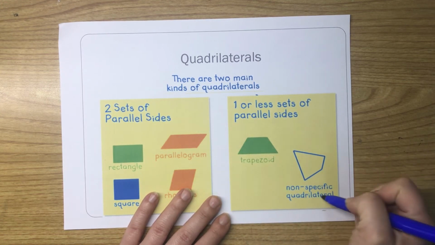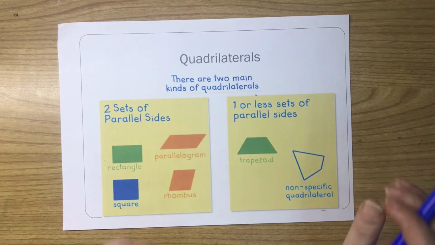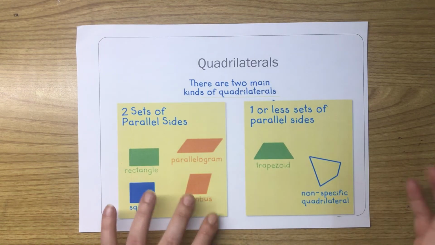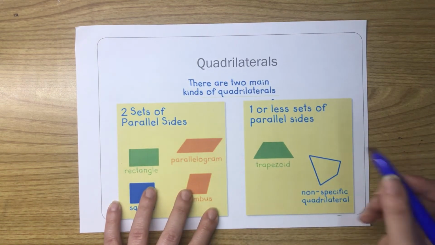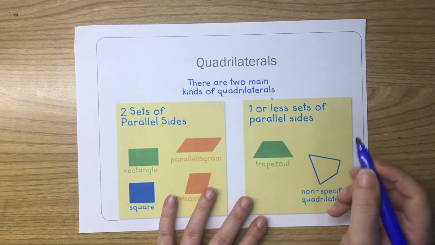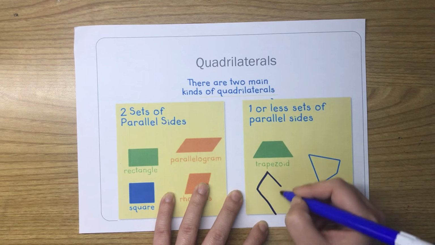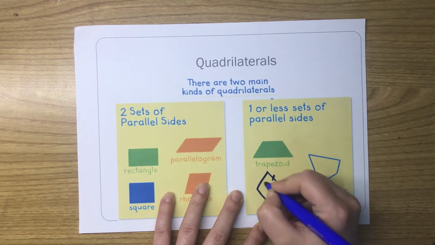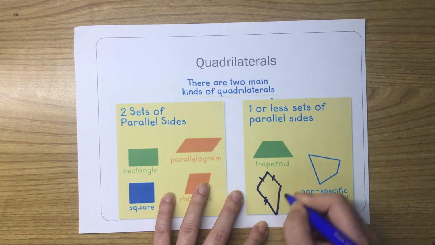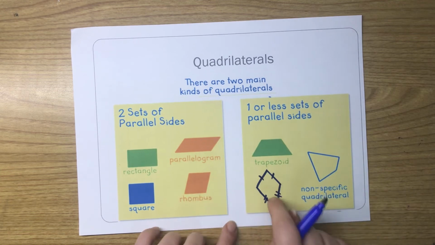Okay, and there is the non-specific quadrilateral. It has no specific qualities, such as this one. Another kind I must mention is the kite. The kite has two equal sides here and two equal sides there.